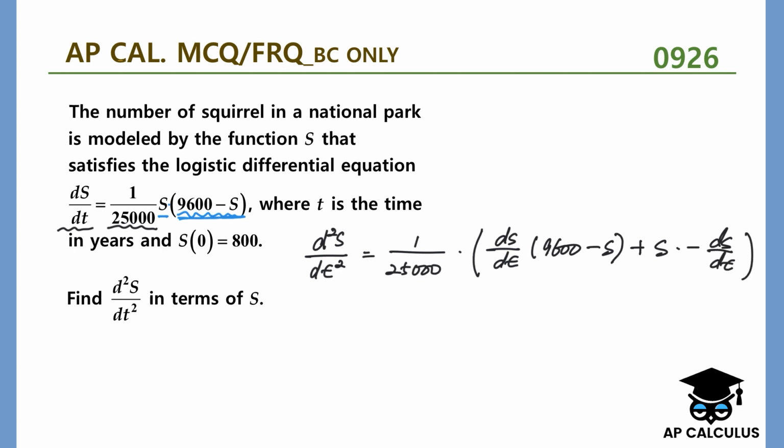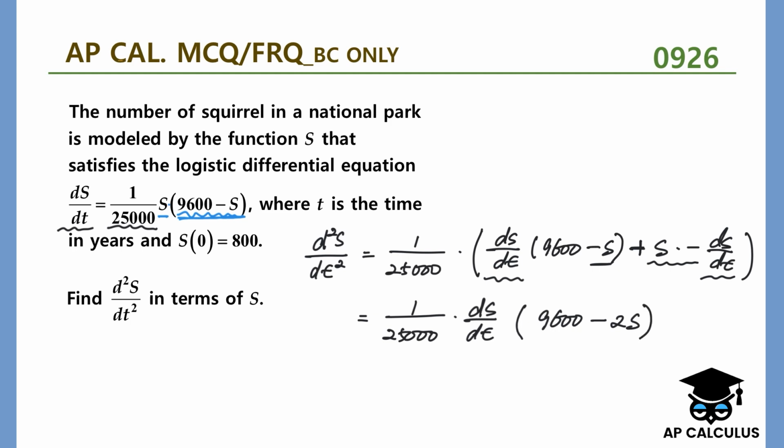So that's going to be equal to 1 over 25,000. Here we have ds over dt and ds over dt, so we're going to factor out ds over dt. Then we have 9,600 minus s, minus, well, actually plus negative s, so minus s, minus 2s. Does that make sense? And our ds over dt is right here.